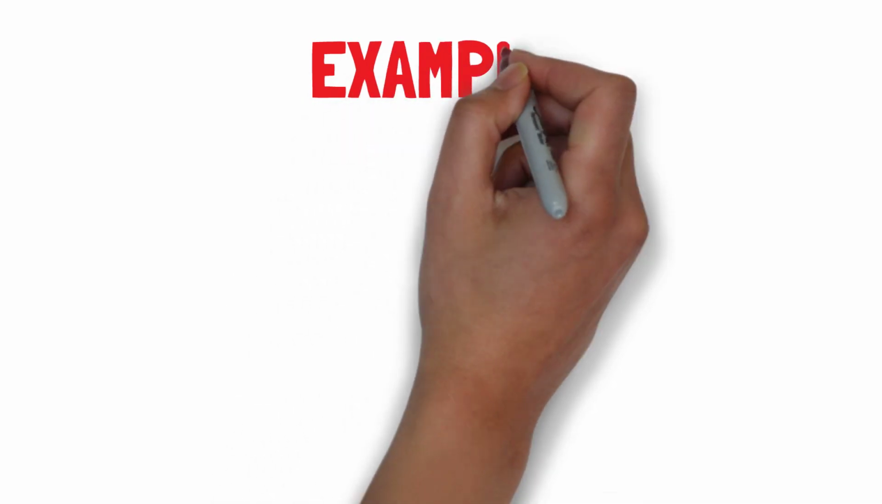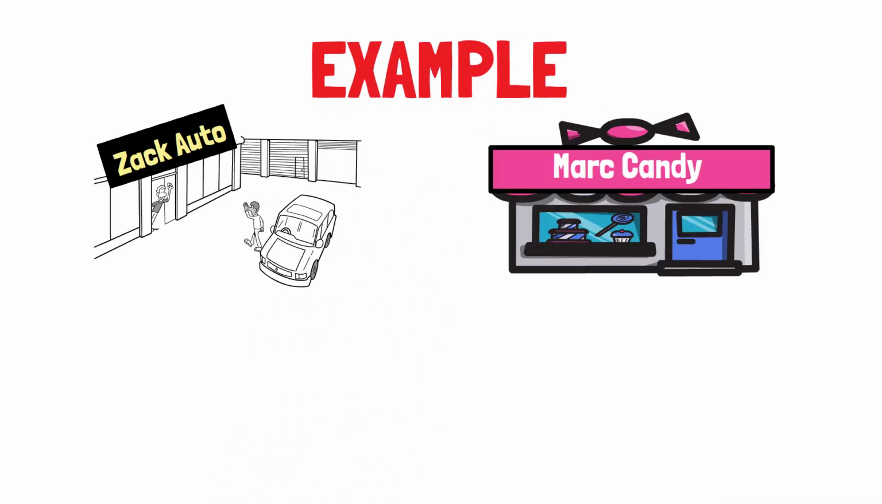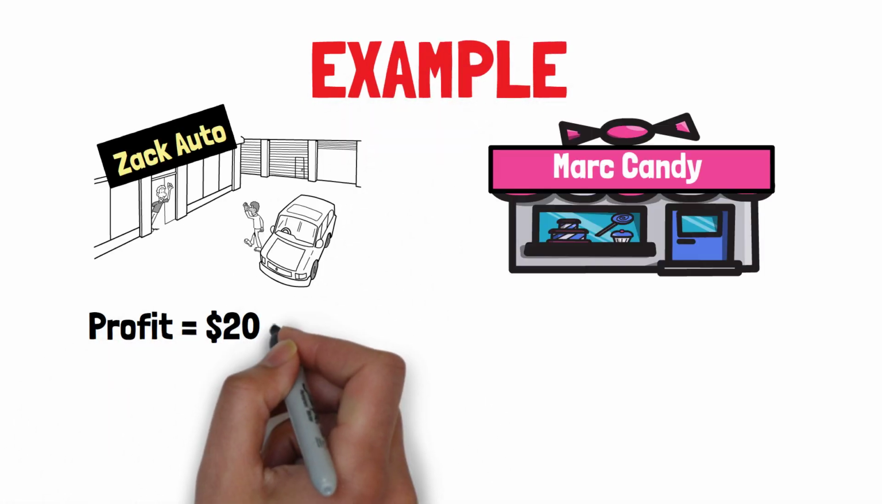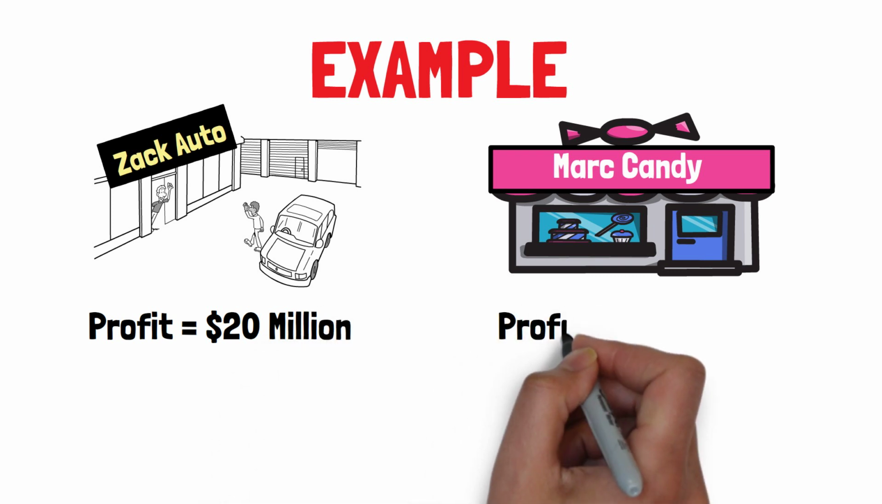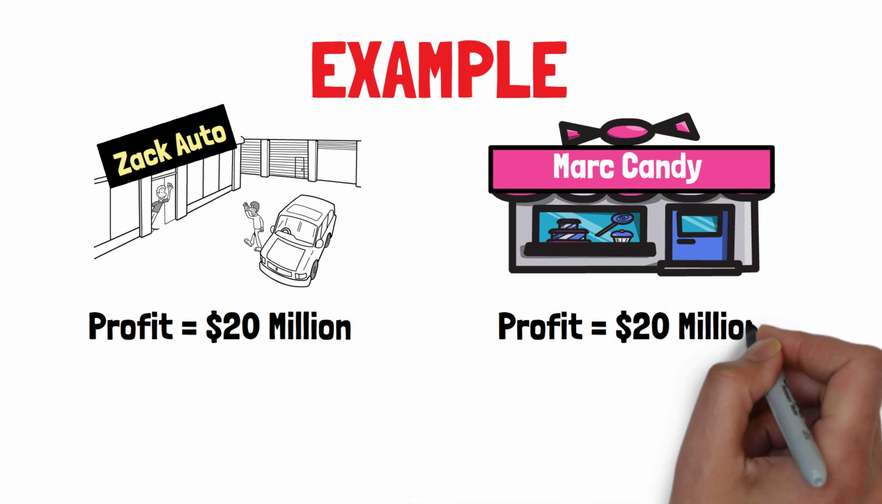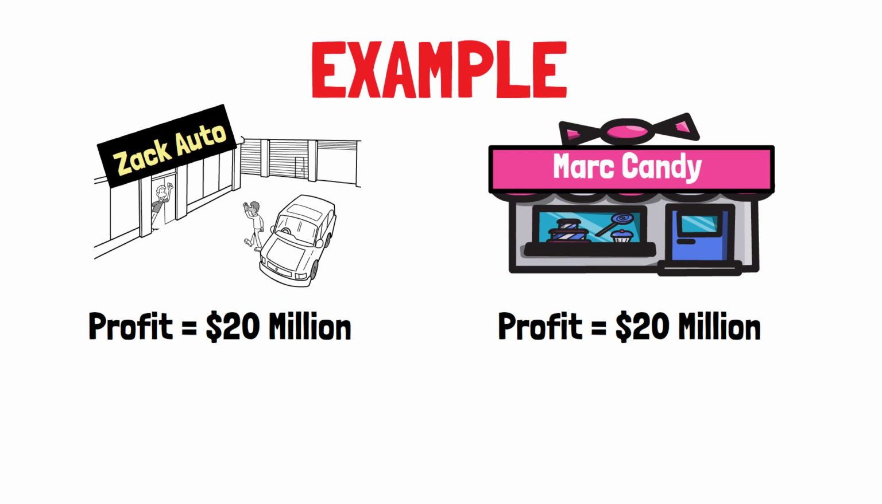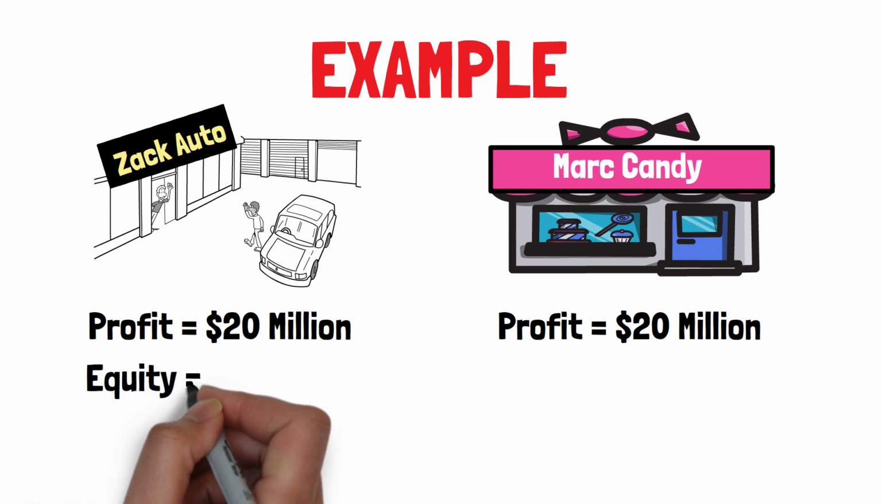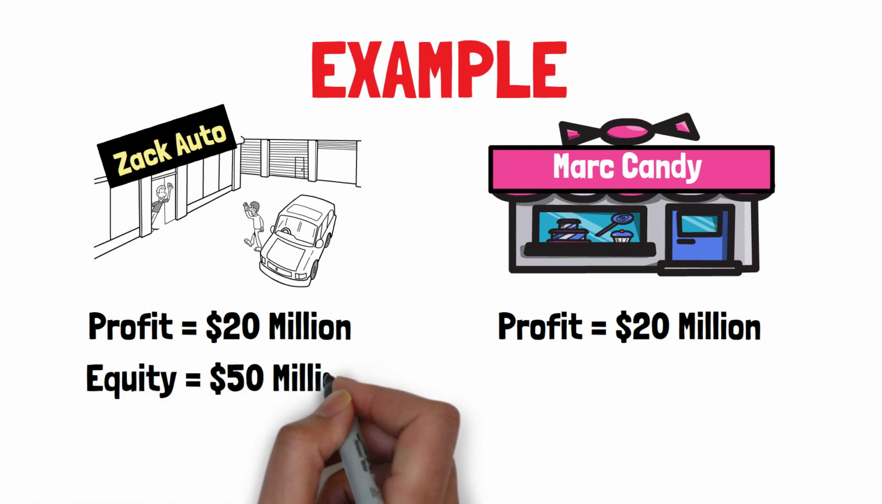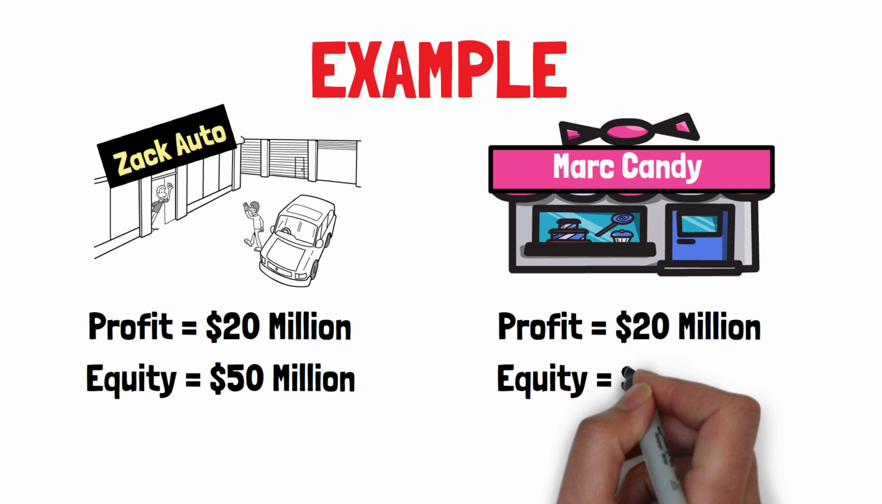Let's understand this with an example. Let's assume there are two companies, Zach Auto and Mark Candy. Both Zach Auto and Mark Candy made a profit of $20 million this year. Each company has equity, the amount received from investors in exchange for shares. Zach Auto has an equity of $50 million. Mark Candy has an equity of $100 million.